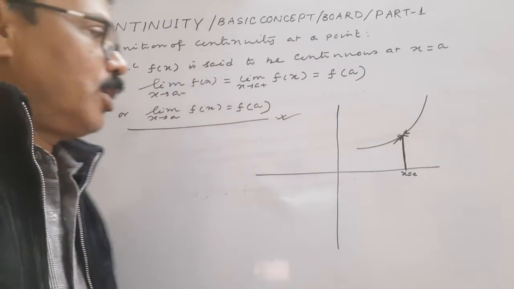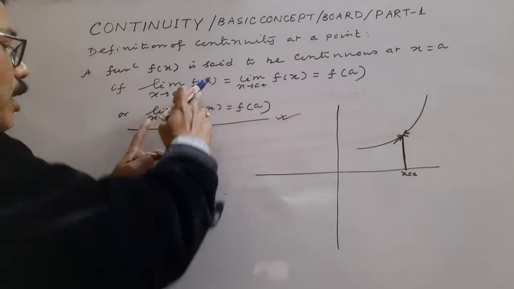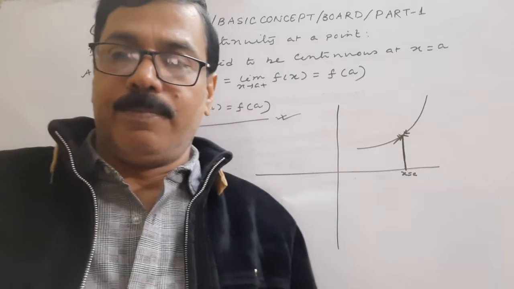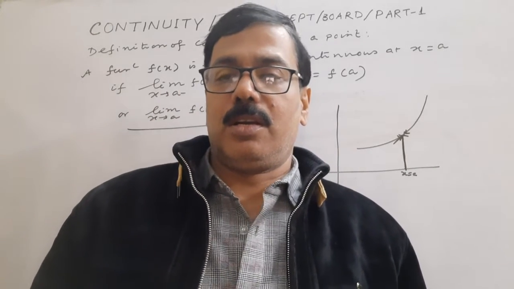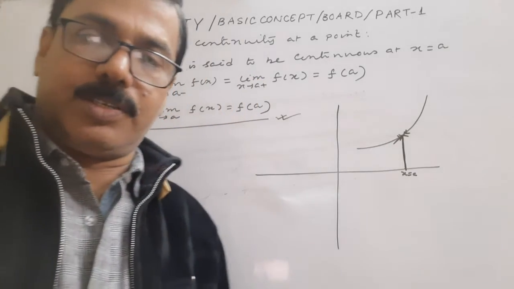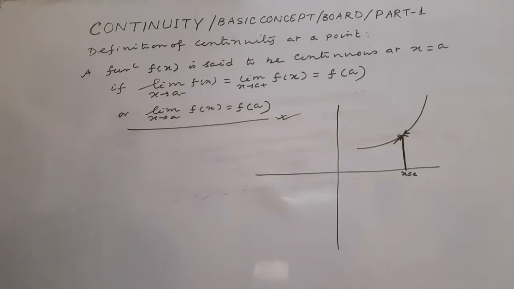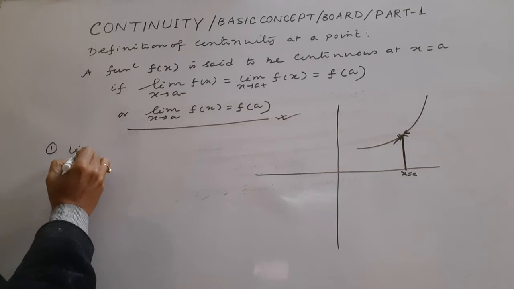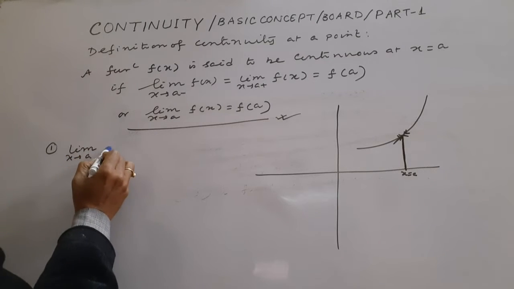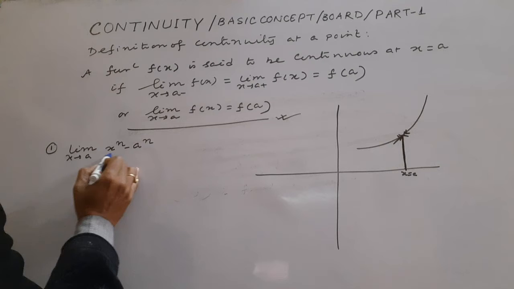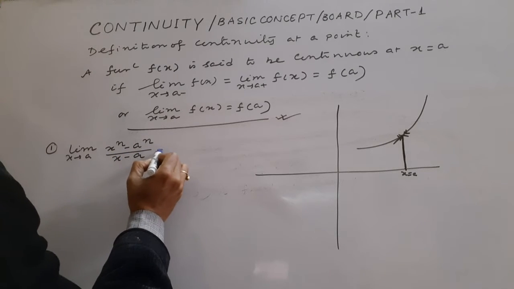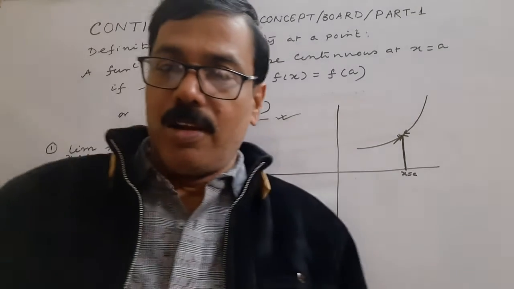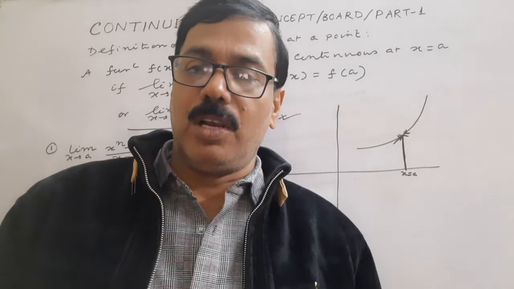Now to solve problems, it is actually based on limits. To solve problems of continuity, we should know the standard results of limits. All of you know them, try to recall. Number 1, limit x tends to a, (x to the power n minus a to the power n) by (x minus a), equals n times a to the power n minus 1. Today I will discuss only basic problems, only the board problems.